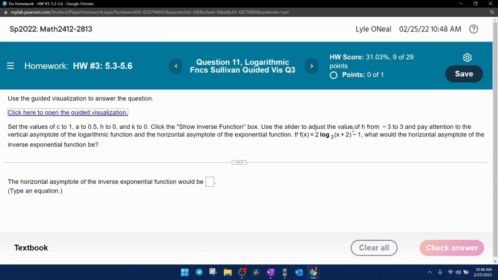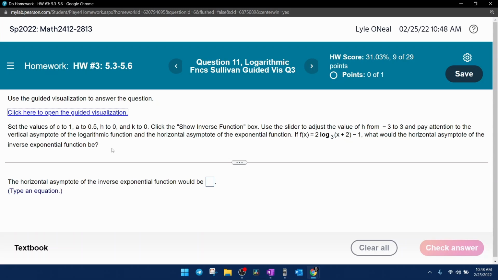Use the slider to adjust the value of h from -3 to 3 and pay attention to the vertical asymptote and the horizontal asymptote of the exponential function. If f of x equals, and here they give us a function, what would the horizontal asymptote of the inverse exponential function be? So listen close.